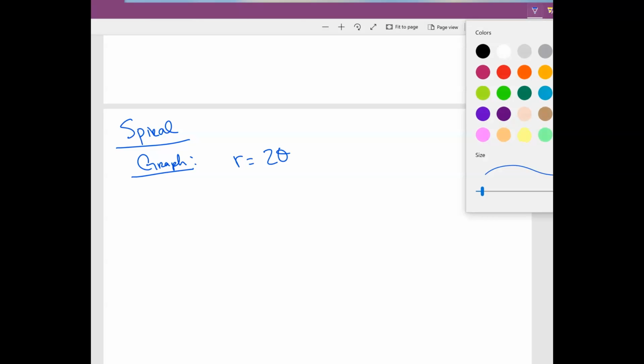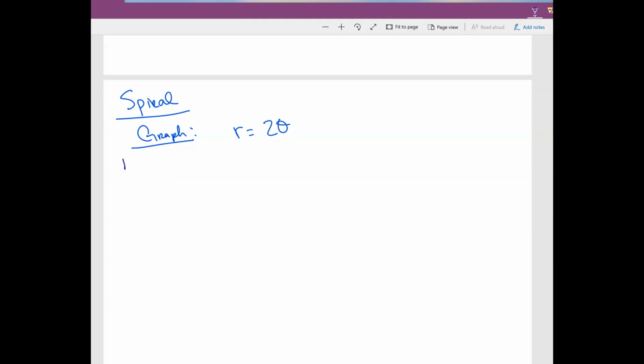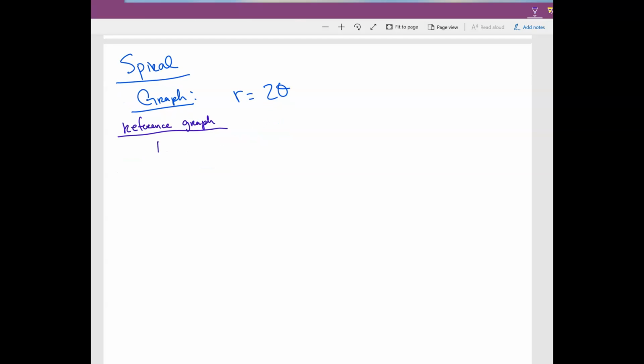The first thing that I like to do is draw something called a reference graph. Basically, the reference graph is where I just graph this in regular x and y. In this case, my y would be my r, and my x would be my theta. Theta, remember, is my angle. What I'm going to do is just plot points.